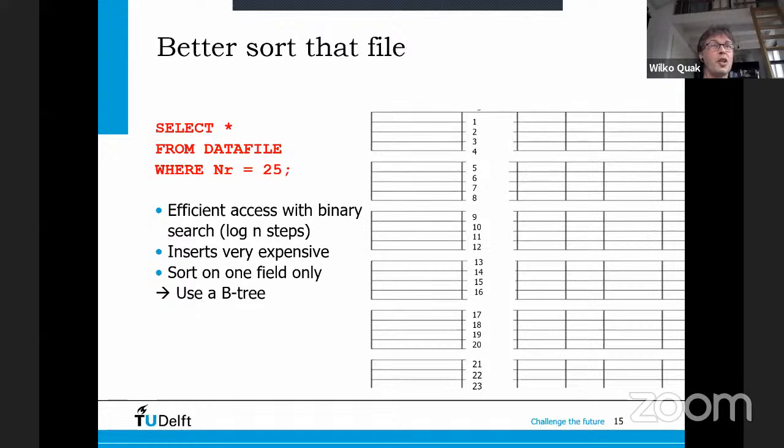We're going to try to improve searching records. So what you could do is sort the data file. I showed it here: the same records again, this time sorted. And we do the same query again. We could do it in different ways. We could start scanning again, but no, we don't. We use binary search, and that's very often used in computer systems. How does it work?